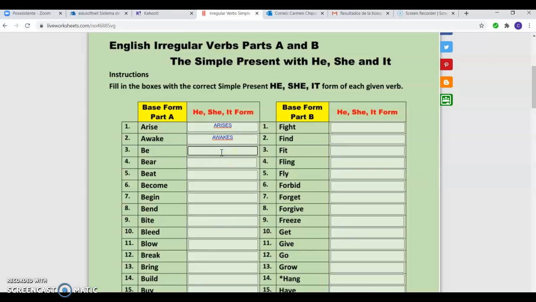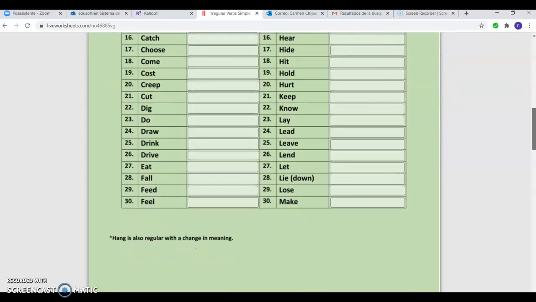Be. El verbo to be en presente. ¿Cuál es la forma del verbo to be en presente? Para he, she, it. Is. Were. Mi verbo acaba en R, que le aumento. Verse. Y de esta manera completas todos los verbitos.